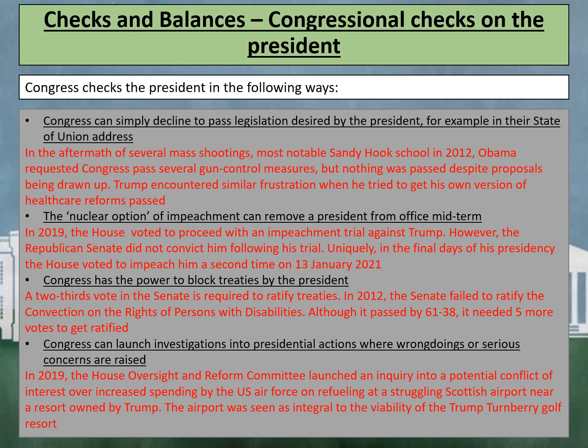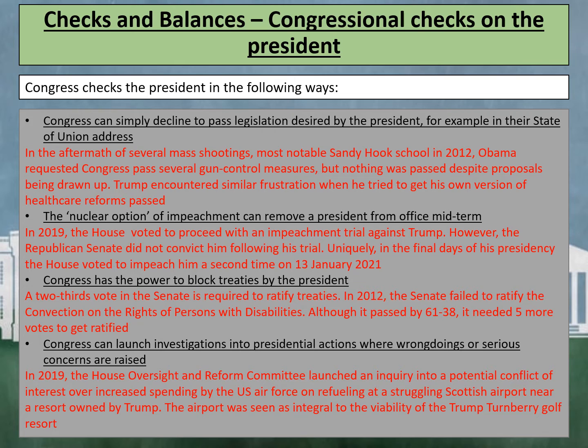Congress has the power to block treaties by the president. A two-thirds vote in the Senate is required to ratify treaties. In 2012, the Senate failed to ratify the Convention on the Rights of Persons with Disabilities. Although it passed by 61 to 38, it needed 5 more votes to get ratified.